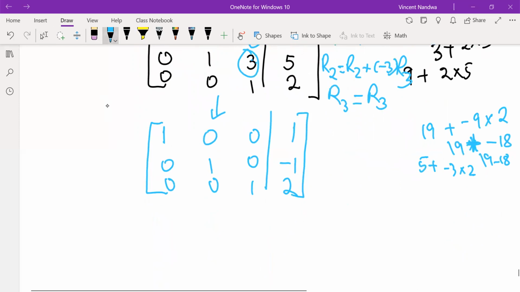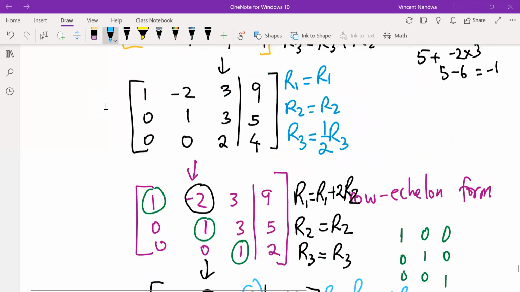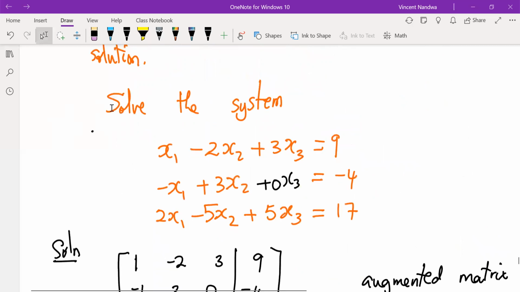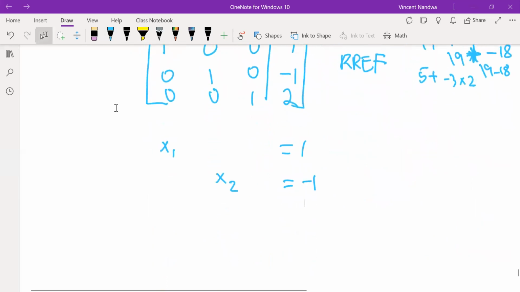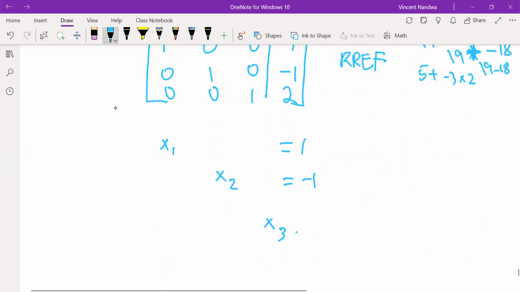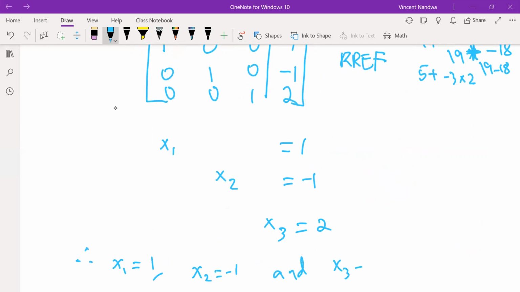Our variables were x1, x2, x3. From the reduced row echelon form, x1 equals 1, x2 equals negative 1, and x3 equals 2. So those are the solutions. Therefore, x1 equals 1, x2 equals negative 1, and x3 equals 2.